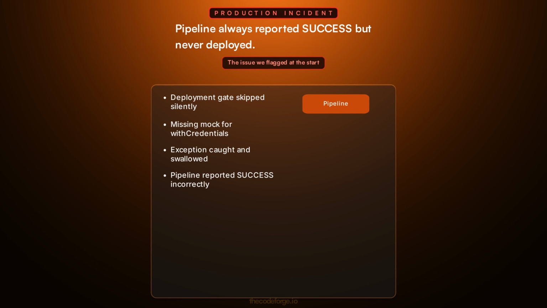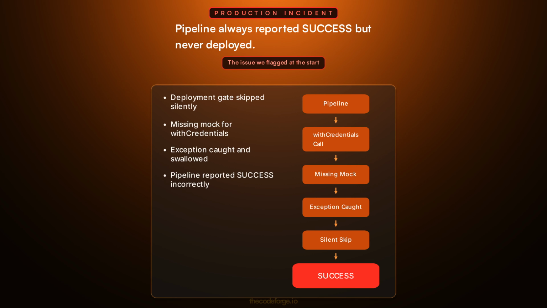This is the same issue we highlighted at the start. Here's exactly why that happened. The shared library method deployed to production used withCredentials, but the test didn't mock it.